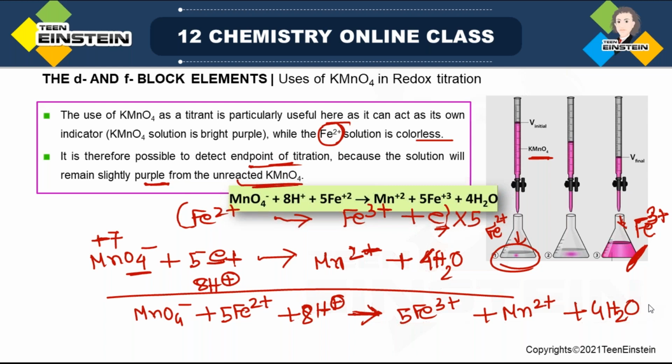The next step is we have to arrange the equation in this way so that in both reactions the number of electrons is the same, because then the electrons will be cancelled and you can get the overall equation by just adding these two half equations. Okay, any doubt?